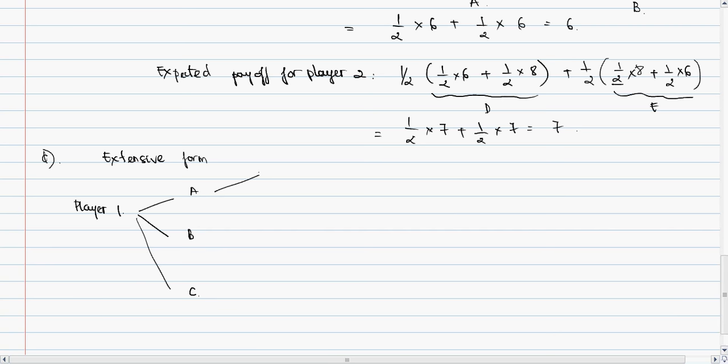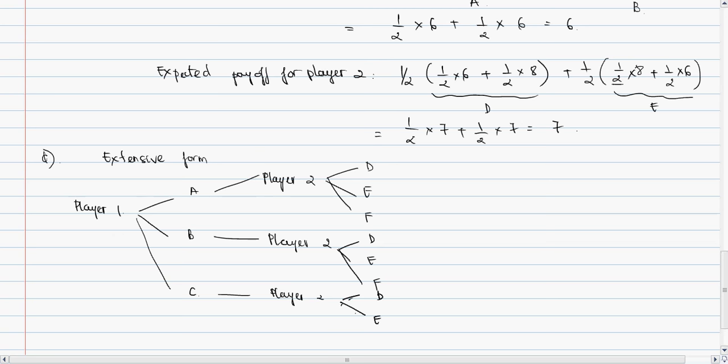Now player 2, so for each of the cases here, player 2 will be choosing the strategy. So here player 2 can choose to play D, E, or F. And we just have to write the payoff for each of the actions here, for each of the pairs of the actions here.